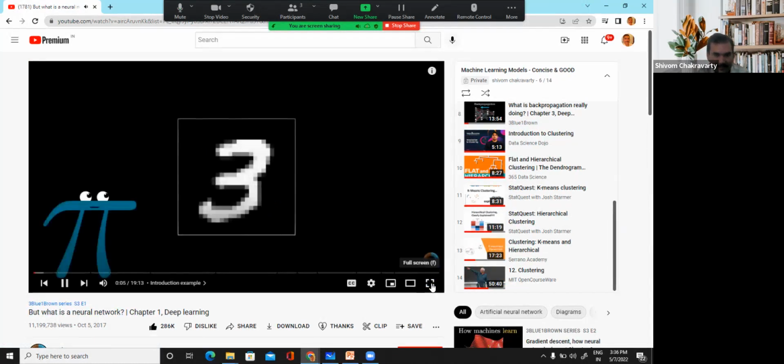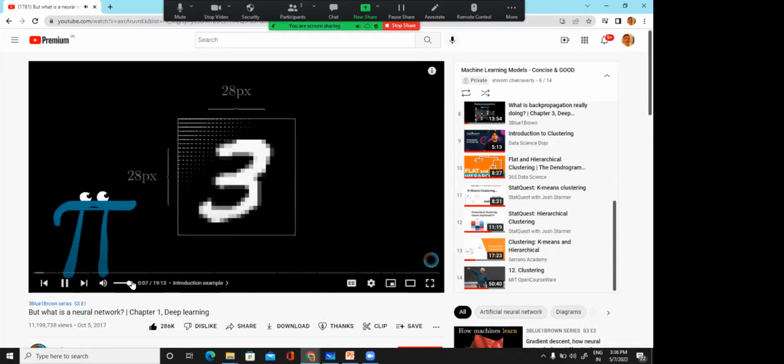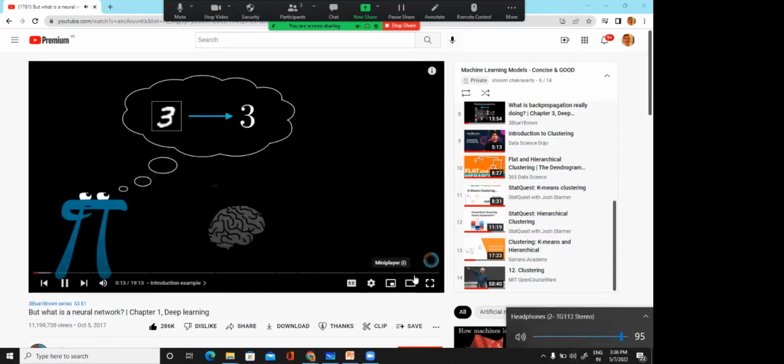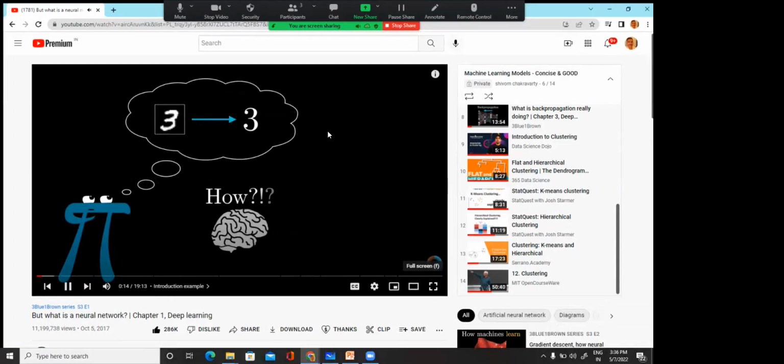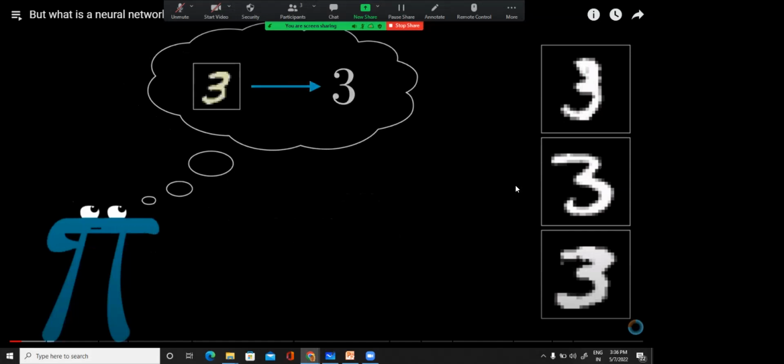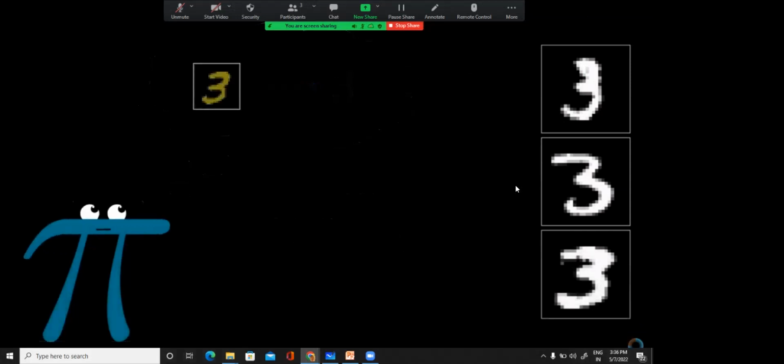This is a 3. It's sloppily written and rendered at an extremely low resolution of 28 by 28 pixels, but your brain has no trouble recognizing it as a 3. And I want you to take a moment to appreciate how crazy it is that brains can do this so effortlessly. I mean, this, and this are also recognizable as 3s, even though the specific values of each pixel is very different from one image to the next.